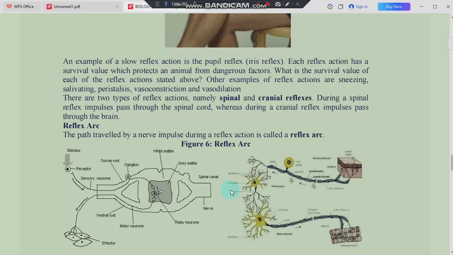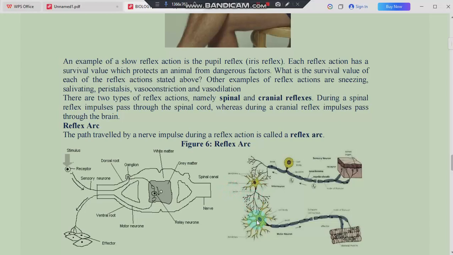Once the message has been interpreted by the brain, it has to be taken to the relay neuron, and then this relay neuron is going to take the message to the motor neuron. And we said the function of the motor neuron is to carry nerve messages from the central nervous system to the effectors.